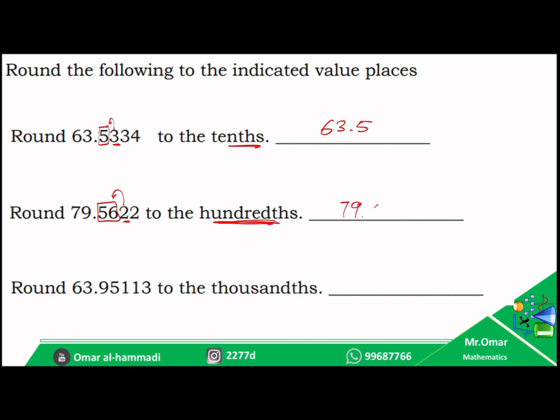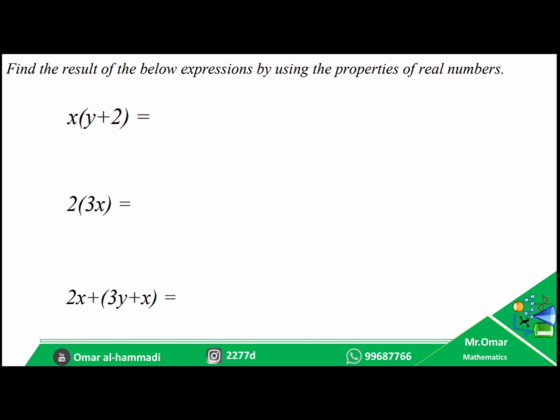79.56. And round this number to the thousandths. That's meaning the 3 decimal places. 1 is less than 5, so it will not give us anything. And it will be 63.951. Okay. Now we have to find the result of the below expression by using the properties of real numbers.